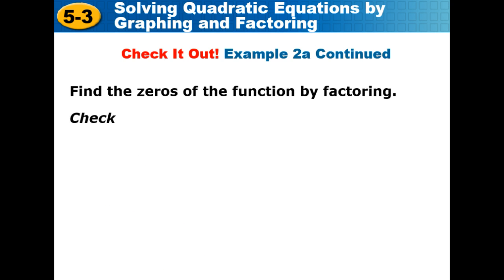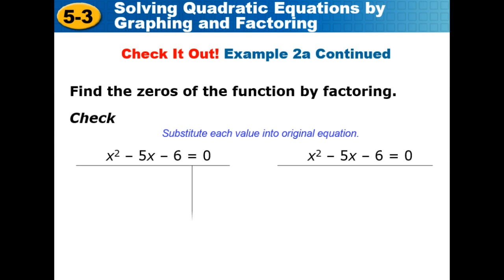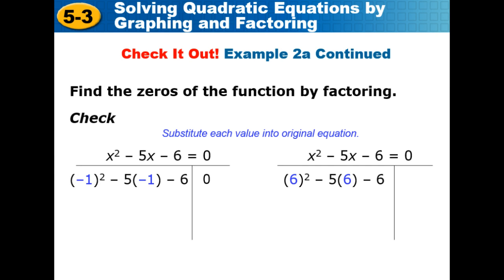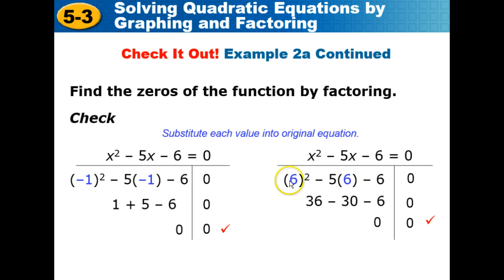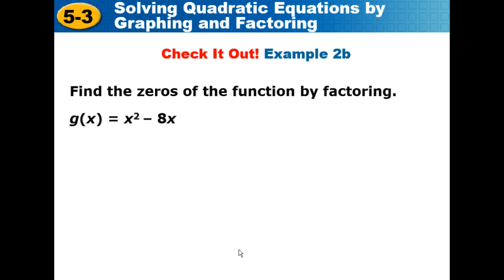Now we can check quickly to make sure that those numbers that we just found for x, if we plug them in, do in fact give us a 0. So let's substitute each value into the original equation. On the left you'll see a -1 plugged in, it gave us a 0. On the right you'll see a 6 plugged in. Those were our two roots, remember, and if you plug either one of those into the original equation, you do in fact get 0. Let's try one more.